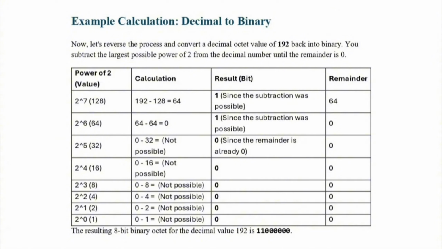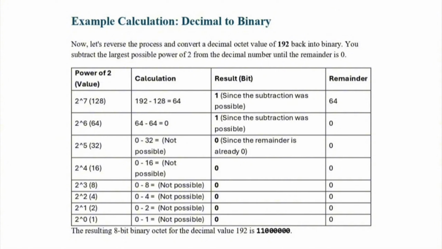The first step would be 192 minus 2 power 7, which we have taken in the previous side by side table. So we subtract 192 minus 128, which equals 64. If the subtraction is possible, we take the result bit as 1. Since the subtraction was possible, we take the result bit as 1, and we have got the remainder as 64.